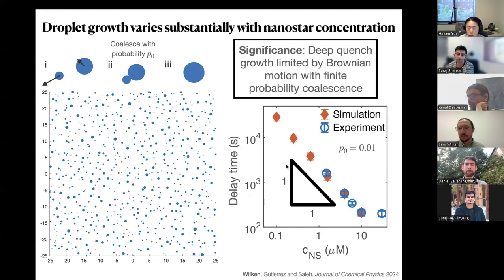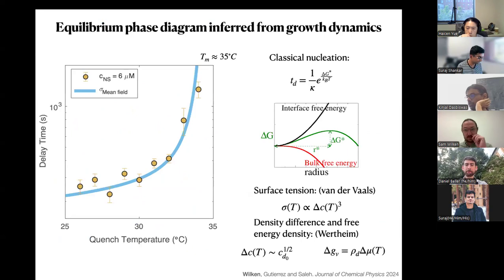Yeah. So I have a quick question about the surface tension. If in the experiments you can measure the coalescence time, that can be used to back out a ratio of the surface tension and the viscosity. So have you tried that? We've done it at a constant temperature, in this deep quench regime, I would say.